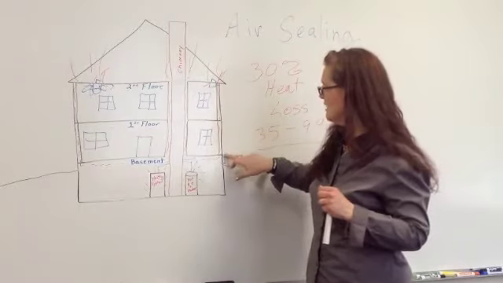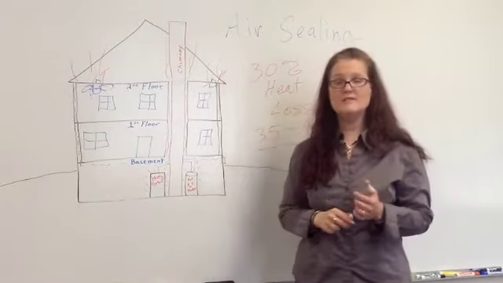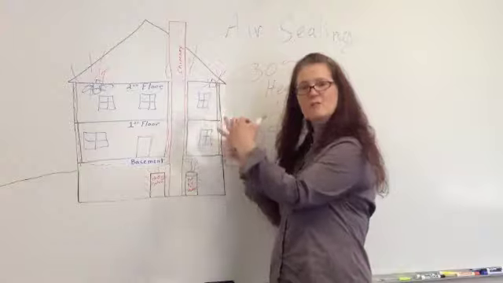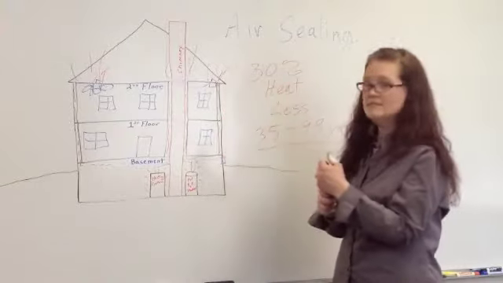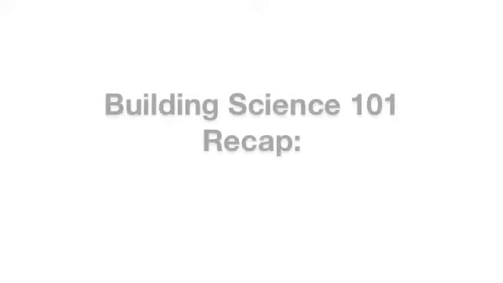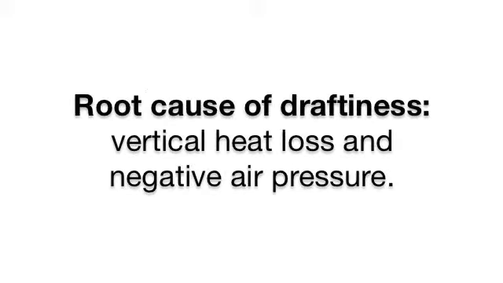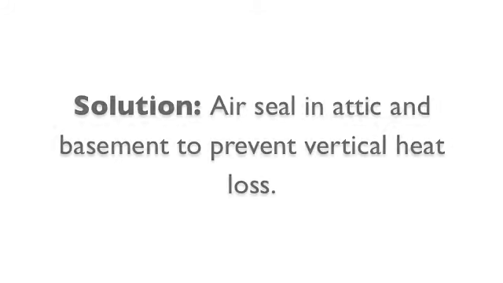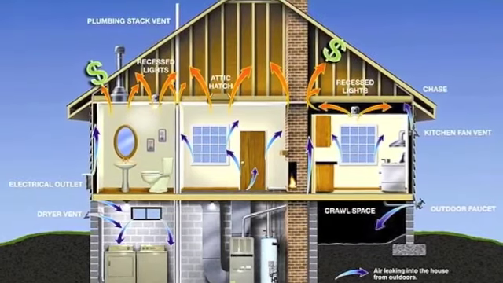A house that breathes too much is really the root cause of a lot of the discomfort and the draftiness that you feel. You may think it's your windows, but your windows are actually being forced to do a worse job because of this negative air pressure. So now we know that the root cause of draftiness is actually this vertical heat loss problem that we have in our home, and it has to do with airflow issues inside the structure of your home. So the next step would be to air seal, and we want to air seal in the attic and in the basement to stop that flow of air from being so strong and creating the negative air pressure that drives the drafty feeling inside our homes.